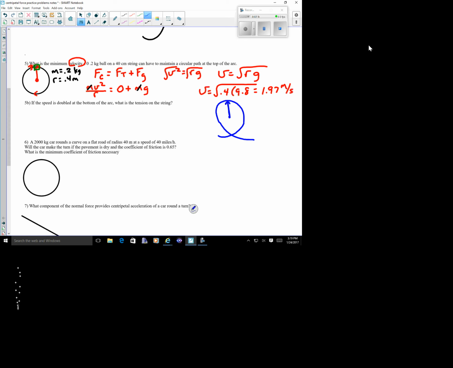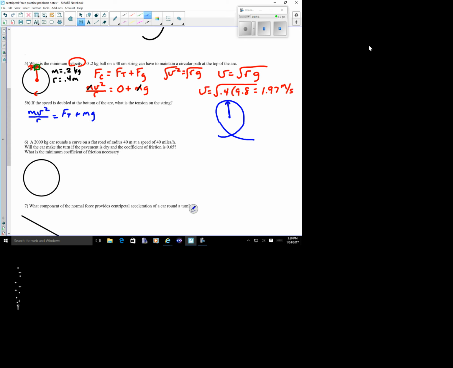Part B says if the speed was doubled at the bottom, what's the tension on the string? Well, now I can't get the m's to cancel out because I'm looking for tension. So I'm going to use the same equation, mv squared over r equals the force of tension, which is what I'm looking for, plus mg. So let's just plug in all our numbers.